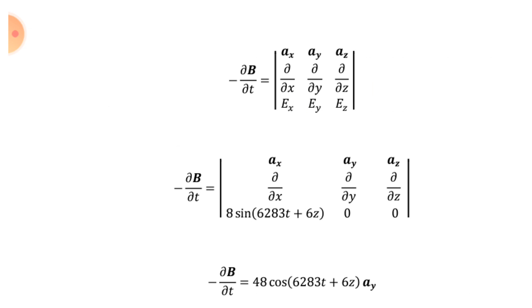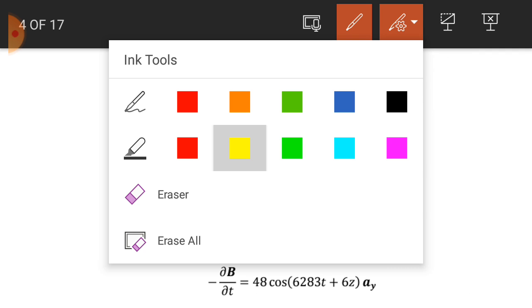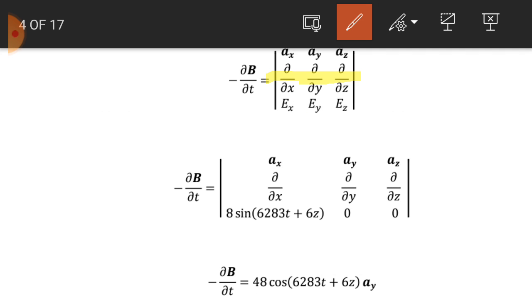In the first row of this determinant, we have the unit vector AX, the unit vector AY, the unit vector AZ. In the second row of this determinant, we have curly by curly X, curly by curly Y, and curly by curly Z. While in the third row of this determinant, we consider the X component of vector E, the Y component of vector E, and the Z component of vector E.